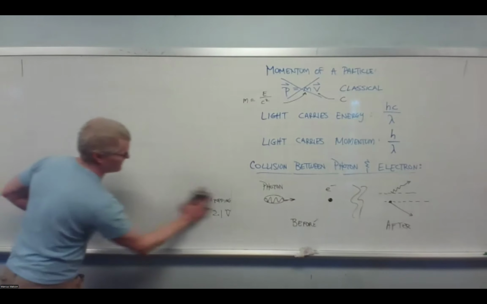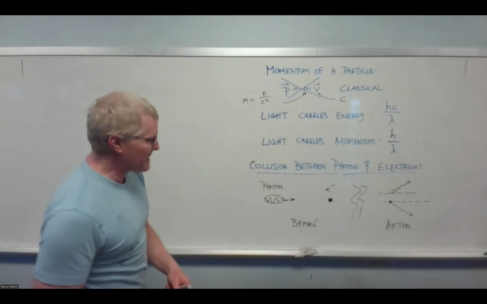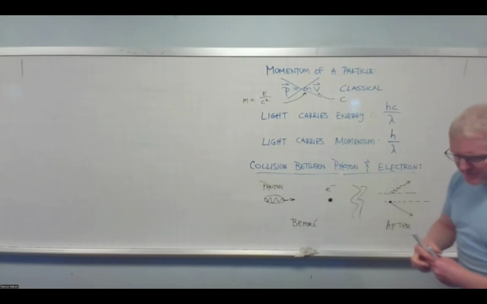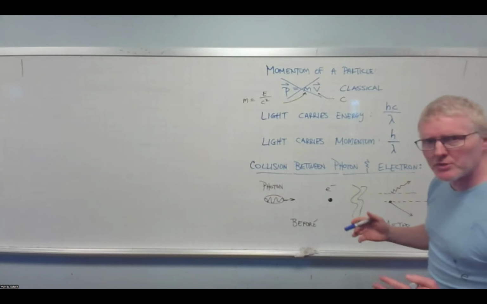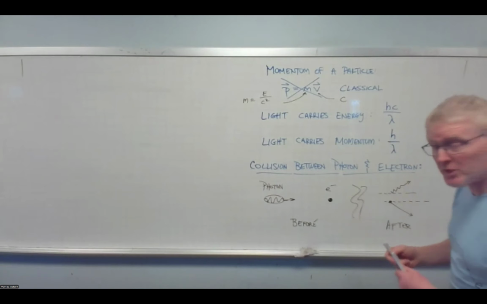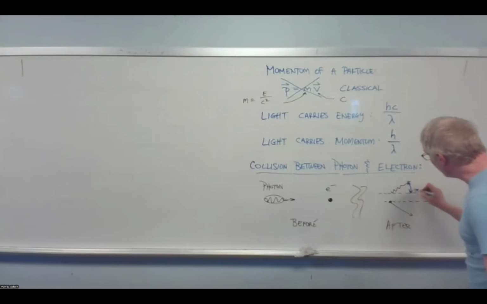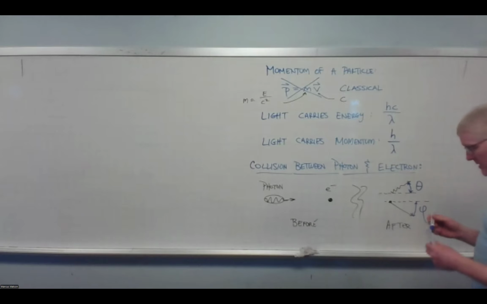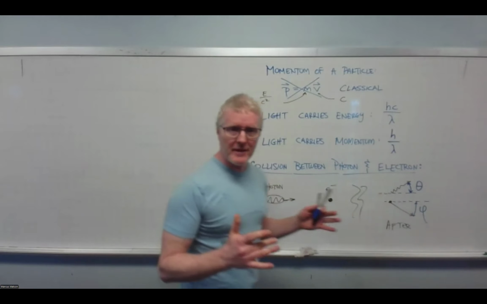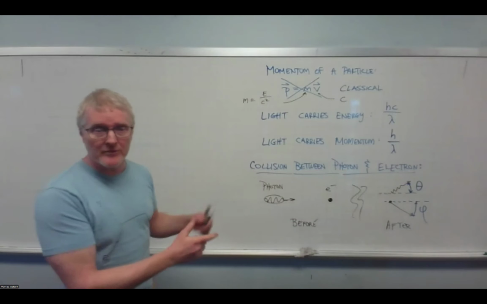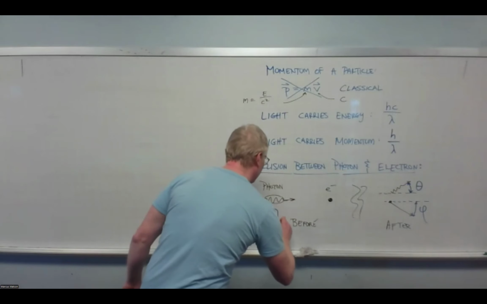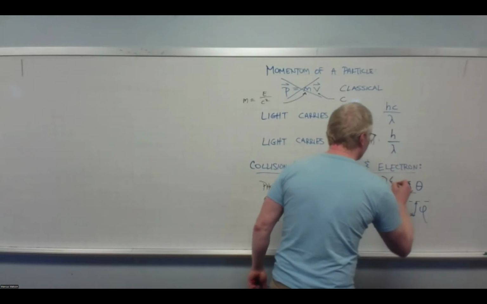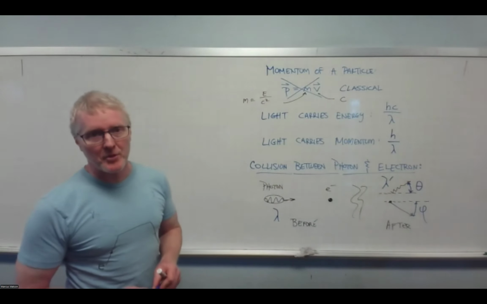Now, if I use momentum conservation, what I'm going to do here is define a couple of angles. Typically what we're going to do is measure the angle of the scattered photon. So I'm going to call this angle here theta. I'm going to call the angle of the electron phi. All right, now the wavelength of the incoming photon was a certain amount. I know what it was, okay? It's called lambda, right? And let's say that this one here is going to be different. I'm going to call it lambda prime.